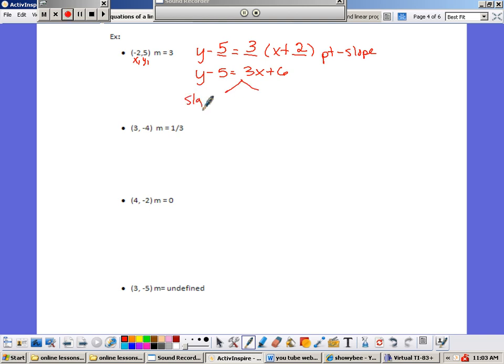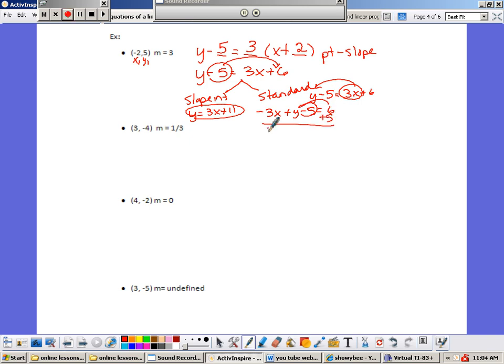I can go to slope-intercept, and that's my graphing formula. To do that, I just move over the 5, and I get y equals 3x plus 11. I can go to standard. For standard form, if I had y minus 5 equals 3x plus 6, I'd move the 3x over, get negative 3x plus y minus 5 equals 6, and move the 5 over: negative 3x plus y equals 11.